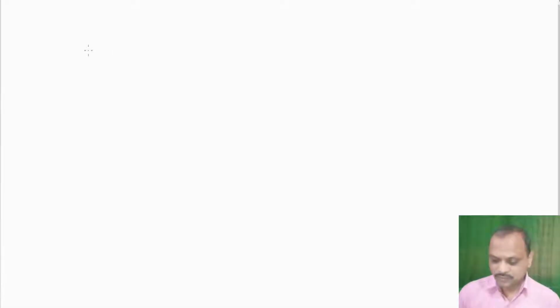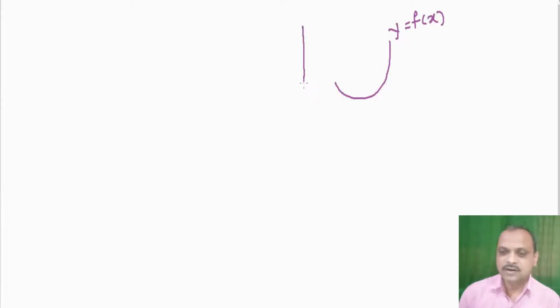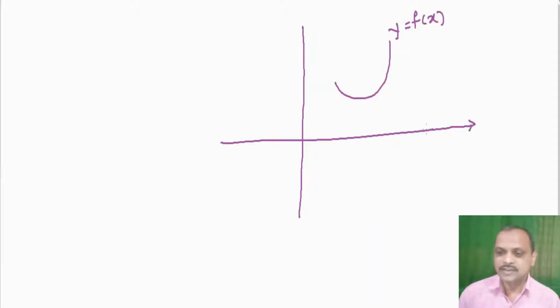Suppose that we have a curve. This is my curve, y equal to f of x, and this is a coordinate system. Let us choose a point. Suppose this is a point P having coordinates c comma f of c, y equal to f of c. So we have taken the point here.